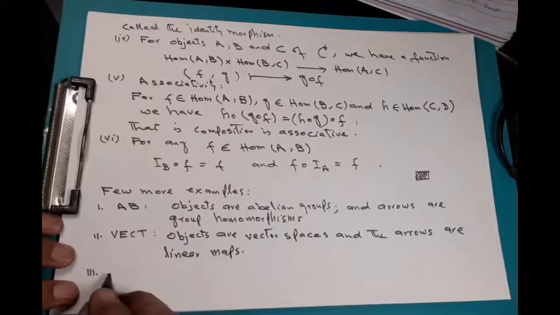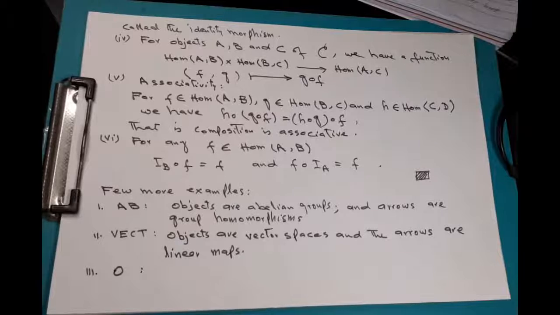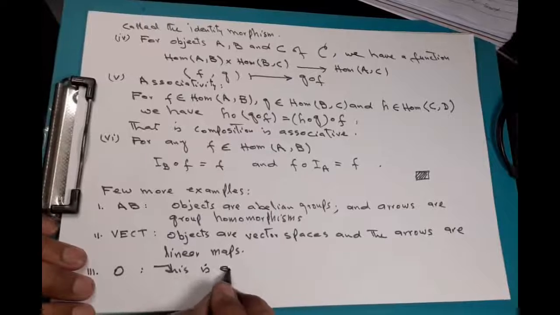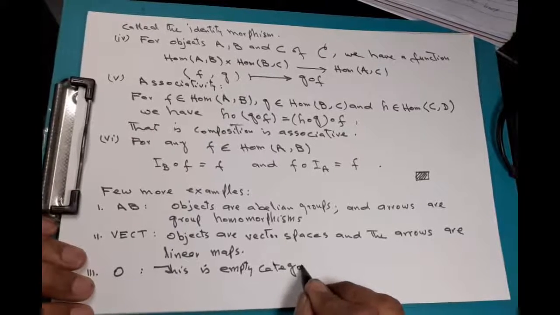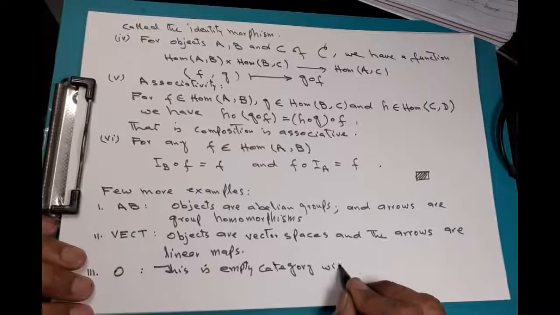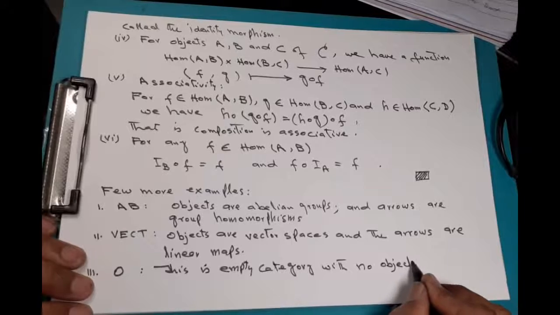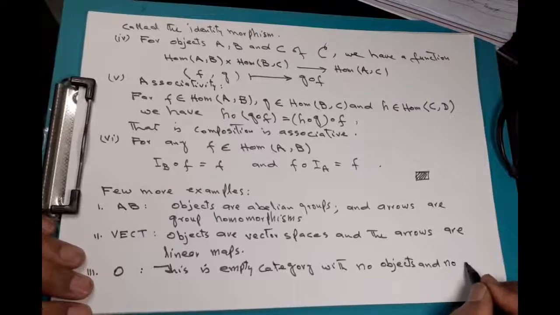Zero is a category. Zero is the empty category, which has no objects and no arrows. So this is the empty category, with no objects and no morphisms, no arrows.